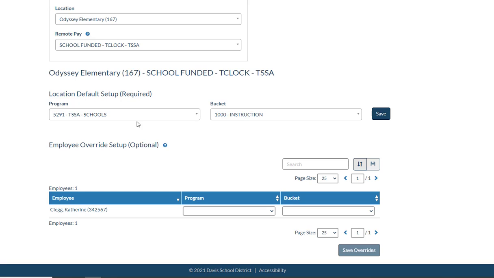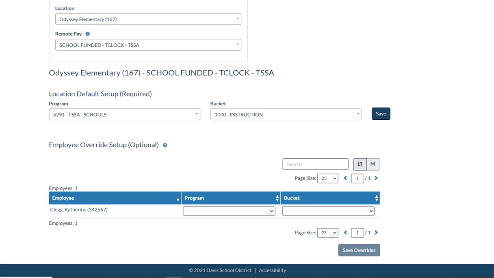This is probably a lot more geared towards our high school secretaries, as there are so many funds that they pay out of school funded. Elementary does have it a little bit, but it's mostly going to be your junior high schools that use this the most, but everyone will need to set up those default accounts.